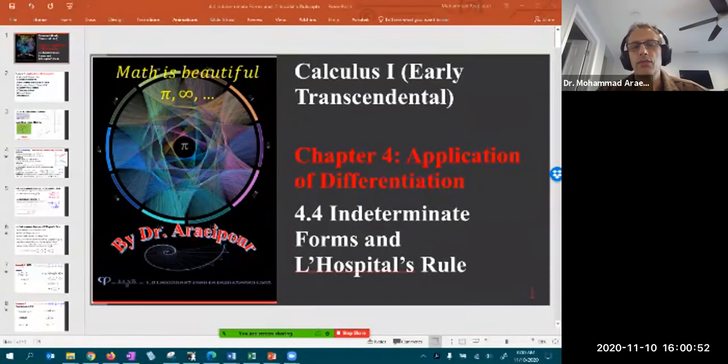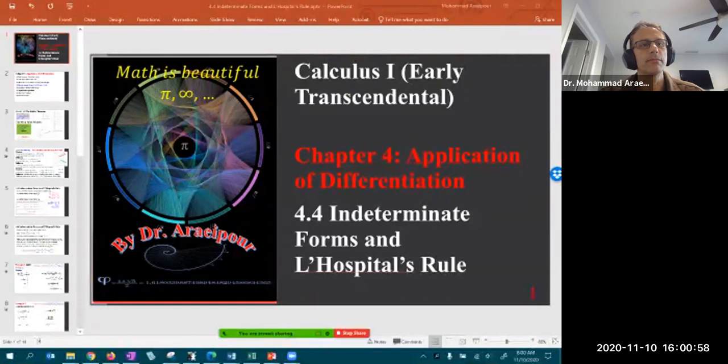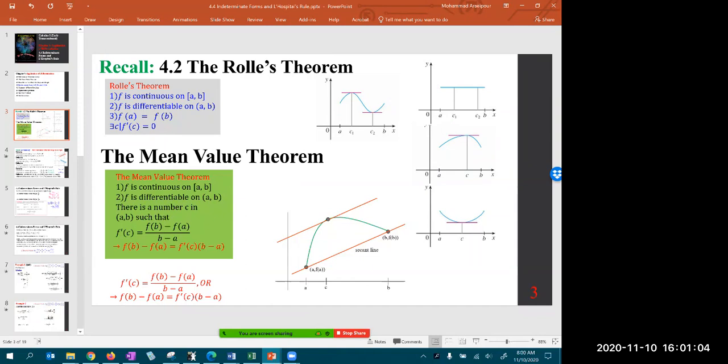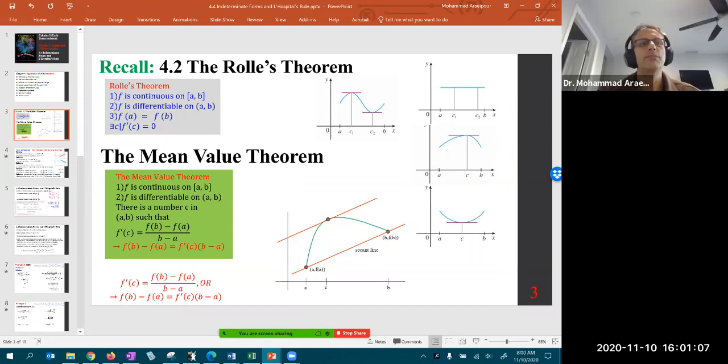Good morning. We are looking at section 4.4, indeterminate forms and L'Hopital's rule. We looked at Rolle's theorem and the mean value theorem. In both cases, we start with continuity and differentiability, and we have to prove that to move on. In the case of Rolle's theorem, we also show the third criterion, f of a equals f of b, and then we find f prime of c that must be 0. The mean value theorem doesn't have that criteria.